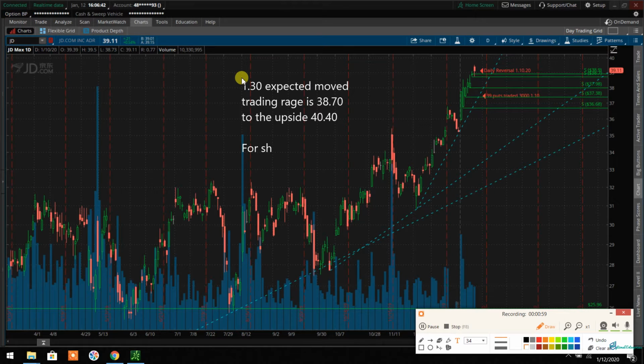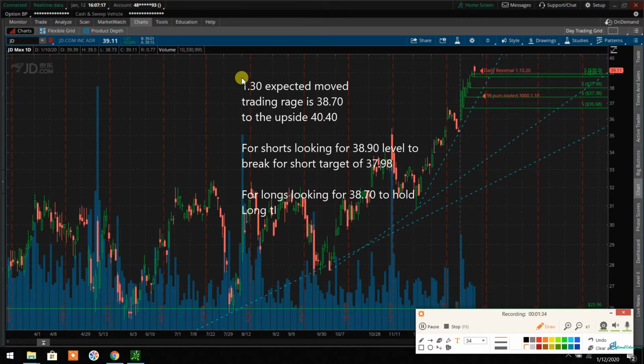So for shorts, looking for the 38.90 level to break, for a short target of 37.98. For longs, looking for 38.70 to hold. Long target 40.40.